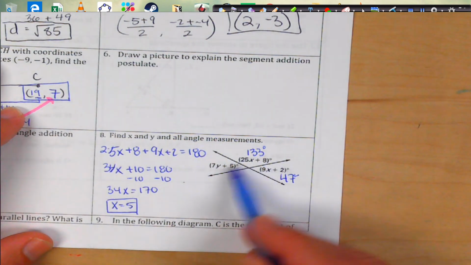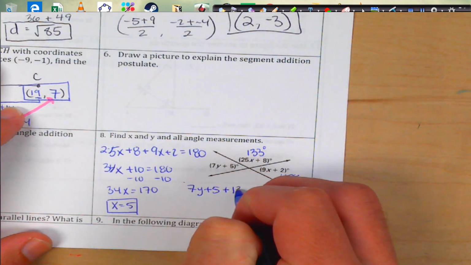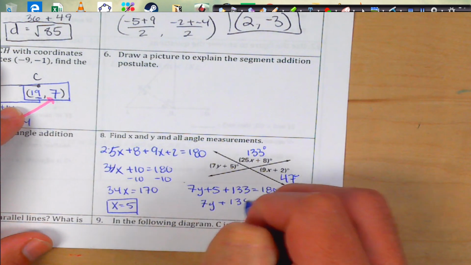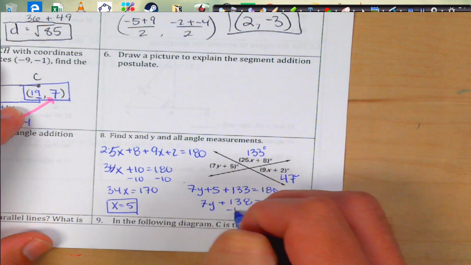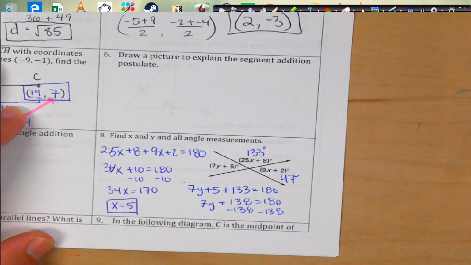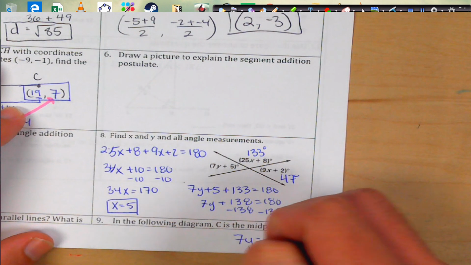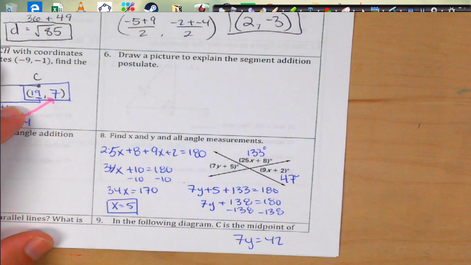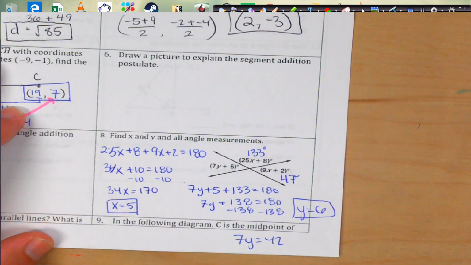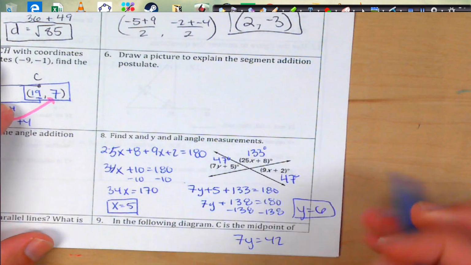So now we can create an equation this way, but I can't use the x anymore. Instead, I'm going to use the 133, and that should add up to 180. So we get 7y plus 138 equals 180. Subtract the 138, and 180 minus 138 gives us 42, so I'm going to write down here 7y equals 42. Divide by 7, and we're going to get y equals 6. And then plug that back into there. That's going to be 42 plus 5, which is 47. And boom, we're all good.